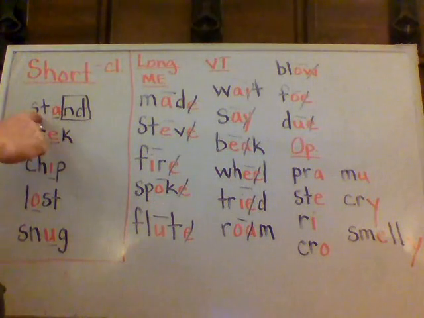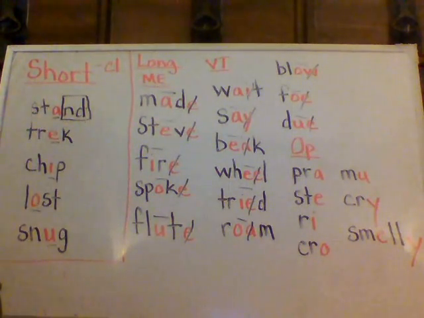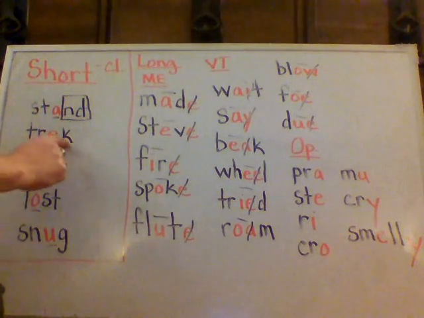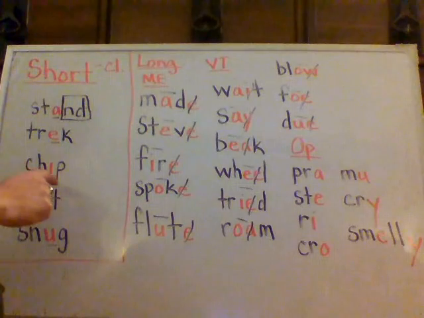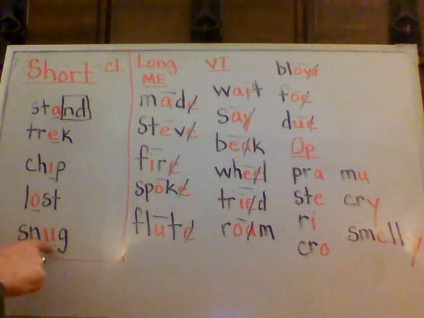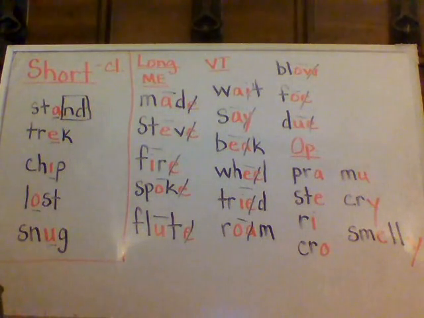And one way to read words is to sound them out, where we make the sounds of the letters in the word and then blend and put them together. Okay, so please do this with me, follow along. We're going to sound out as we need to and read these words. So let's go. Stand, trek, chip, lost, snug. Okay? So this is a short vowel, closed up by itself.